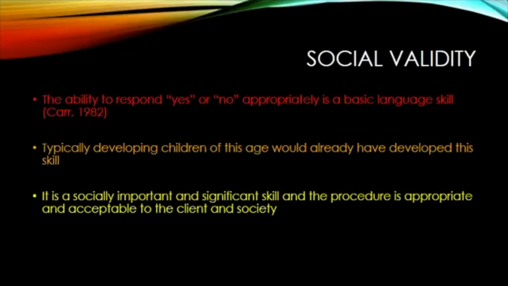According to Dr. Edward Gary Carr, in his chapter on sign language in Koegel and Rincover's book, Educating and Understanding Autistic Children, the ability to respond yes or no appropriately is a basic language skill. Typically developing children would already have developed this skill at a much earlier age. This skill is socially important to developing the ability to converse with others. The methods used in this intervention are ethically and socially acceptable by those involved in the program and to society.